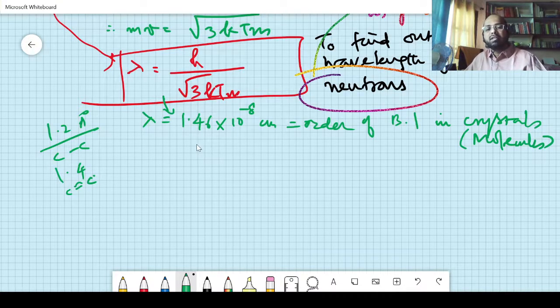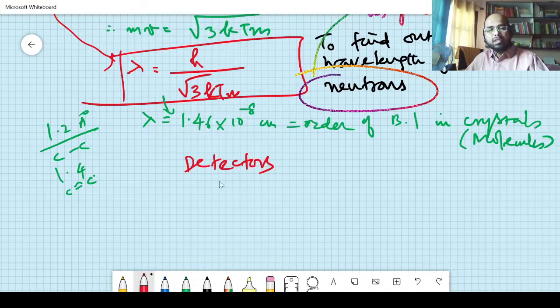X-rays also have the same wavelength. Therefore X-ray wavelength and the neutron diffraction wavelength both are used as the source of the diffraction patterns. And lastly, in this particular pattern, we are using detectors. How do you use detectors? Detectors is just a reverse of the source.